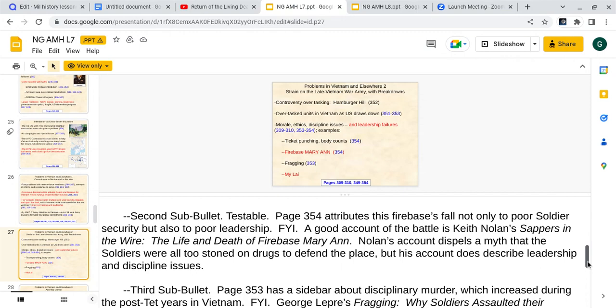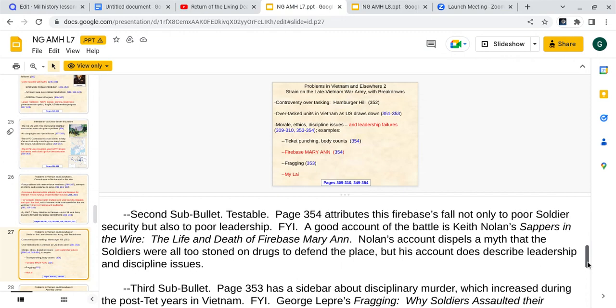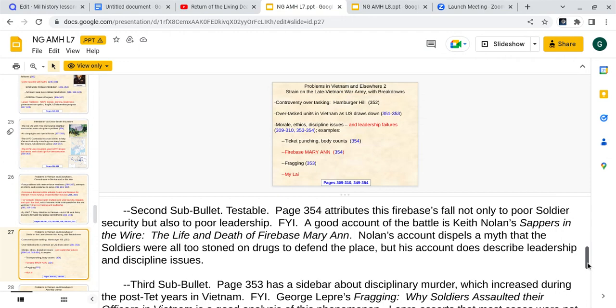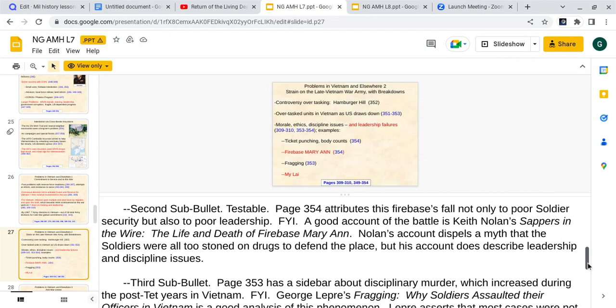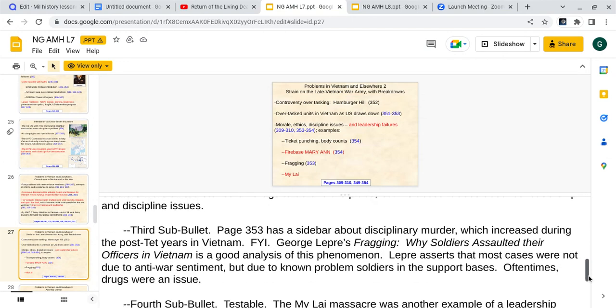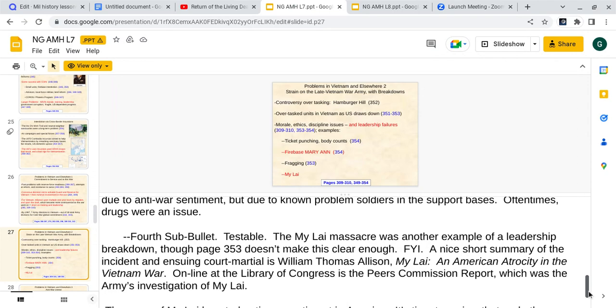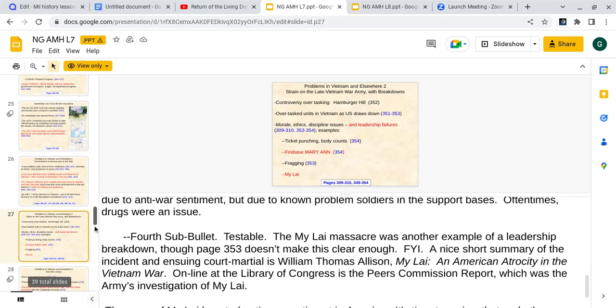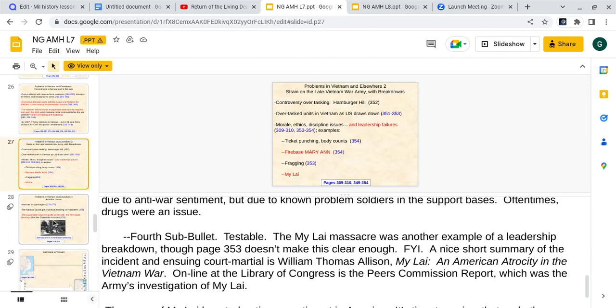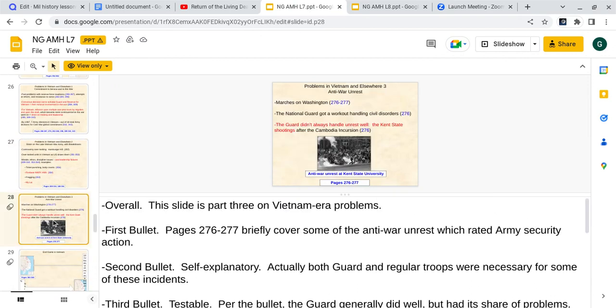For Firebase Mary Ann, just understand that it was a base that fell due to poor leadership. Then for My Lai, it was due to a bunch of U.S. soldiers killing a lot of civilians, and it was a travesty, a really horrible event that happened. But what's important to know here for the test is that this is attributed to poor leadership. Poor leadership, because there's no such thing as poor teams, only poor leaders.